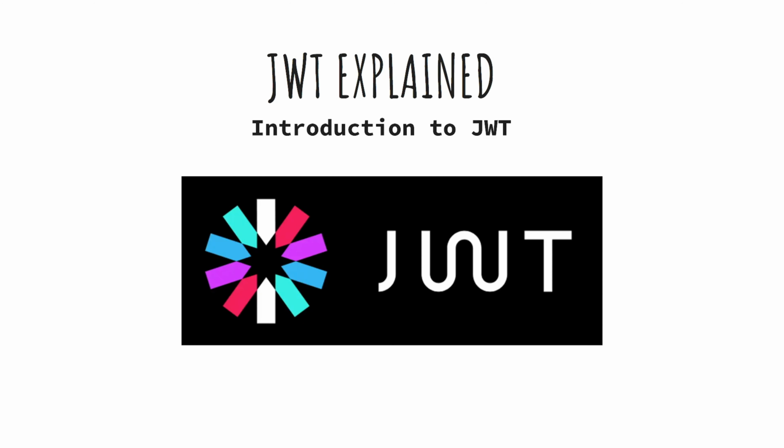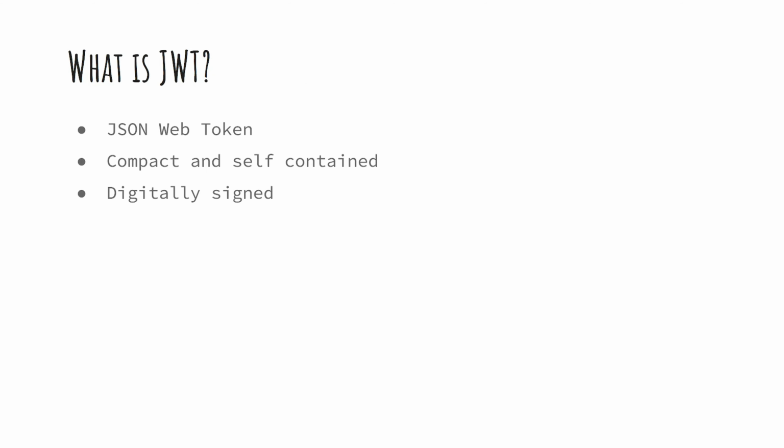Let's get started. What is JWT? JWT stands for JSON Web Token. It's a compact and self-contained way to transmit information securely. This information can be verified and trusted because it is digitally signed. JWTs can be signed using a secret with the HMAC algorithm or a public-private key pair using RSA or ECDSA.